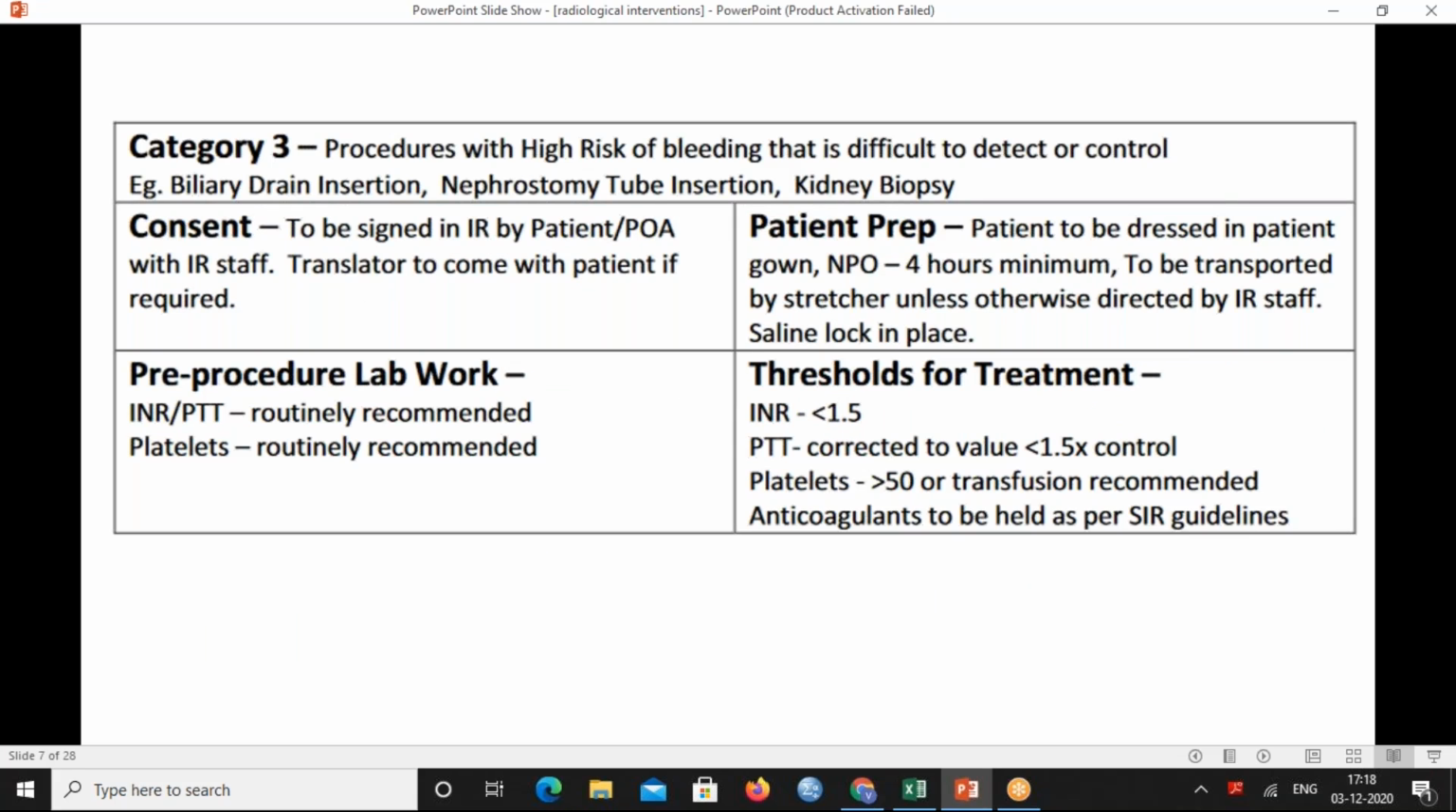And category 3, where the procedure has a high risk of bleeding, bleeding which is difficult to detect or control, like biliary drain insertion, nephrostomy tube insertion, the kidney biopsy. Again, 4 hour NPO is required, and the INR should be below 1.5. Here, the APTT also comes into role. The APTT should be corrected to within 1.5 times the normal, and the platelet count again should be more than 50,000. INR and platelet investigations are routinely required.